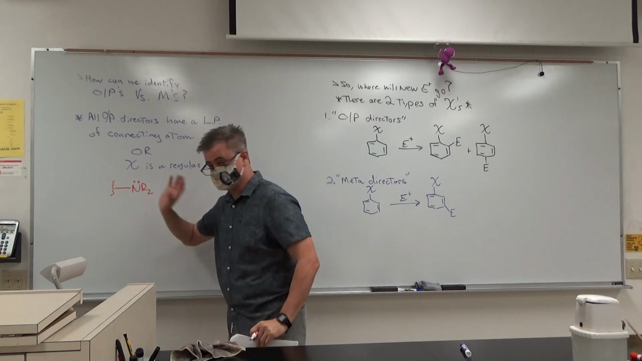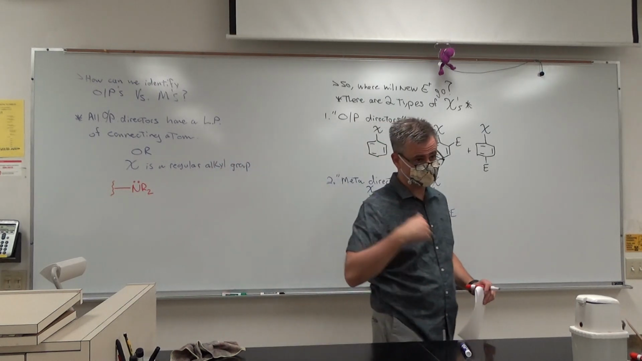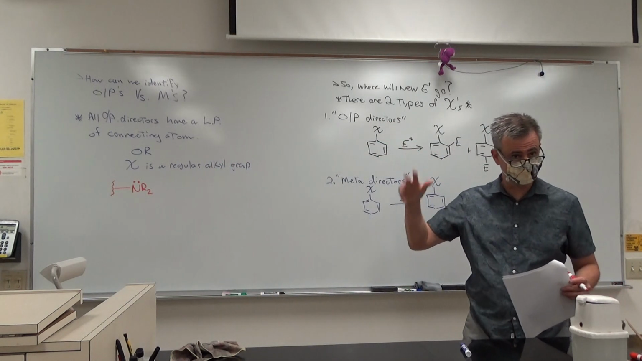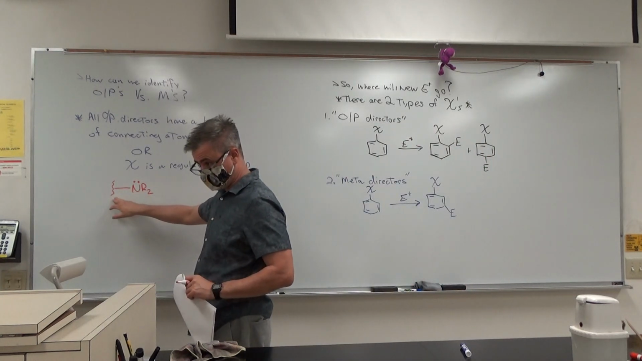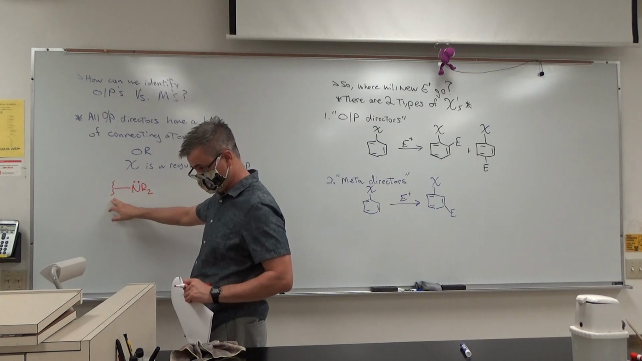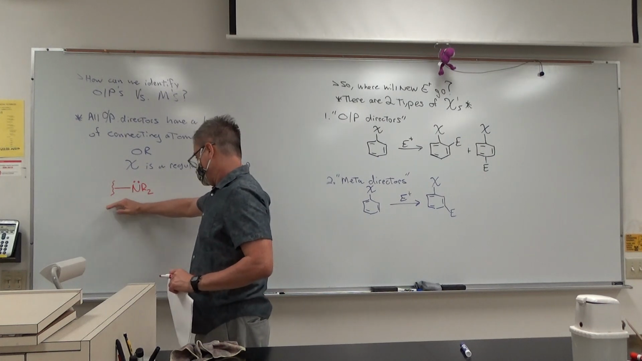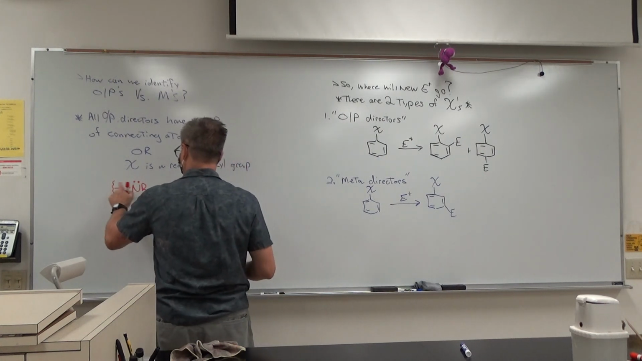I'm going to use a squiggly for the benzene ring. I just want to draw all these benzene rings. Okay? The squiggly is the benzene ring. You have an amine, and the nitrogen is attached directly to the carbon of the benzene ring. That's an ortho-para director, lone pair on the connecting atom.